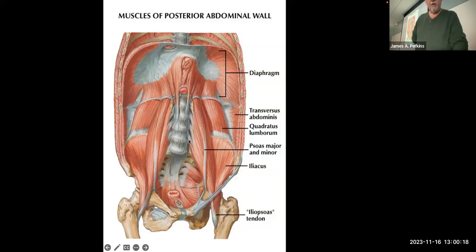The psoas major has its origin from the transverse processes of all of the lumbar vertebrae. If you follow it down, it crosses over the pubic bone, over the front of the pelvis, and continues into the upper part of the thigh, where it inserts on part of the femur. This is one of the primary flexor muscles of the hip. It's one of the main muscles that brings the thigh forward at the hip joint, which is flexion of the hip, or flexion of the thigh at the hip, or flexion of the femur at the hip joint. Either way, they all mean pretty much the same thing.